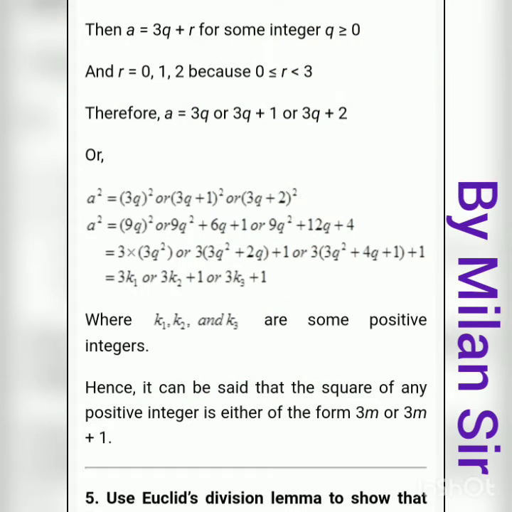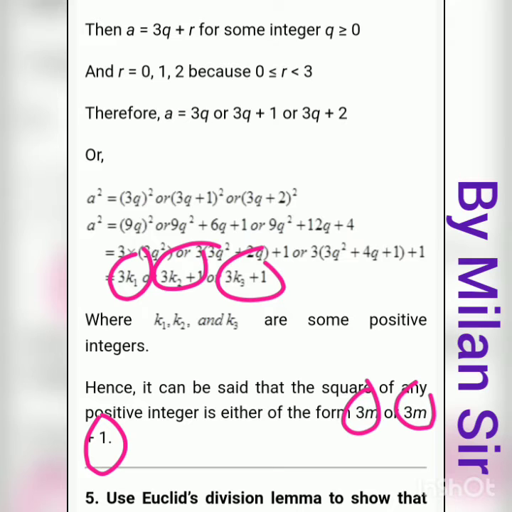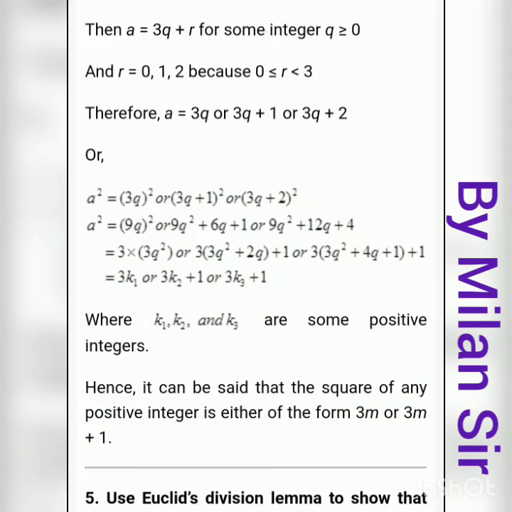After that we can write here our k1, k2, k3 are some positive integers, right? Hence it can be said that the square of any positive integer is either of the form 3m, otherwise 3m plus 1. For the square of any positive number we have 3 possibilities, but those possibilities are in the form of 3m, otherwise 3m plus 1. In the first possibility we get the form of 3m, here 3m plus 1, and here even 3m plus 1, and we do not have any more possibility, right? So hence it can be said that the square of any positive integer is either of the form 3m or 3m plus 1.